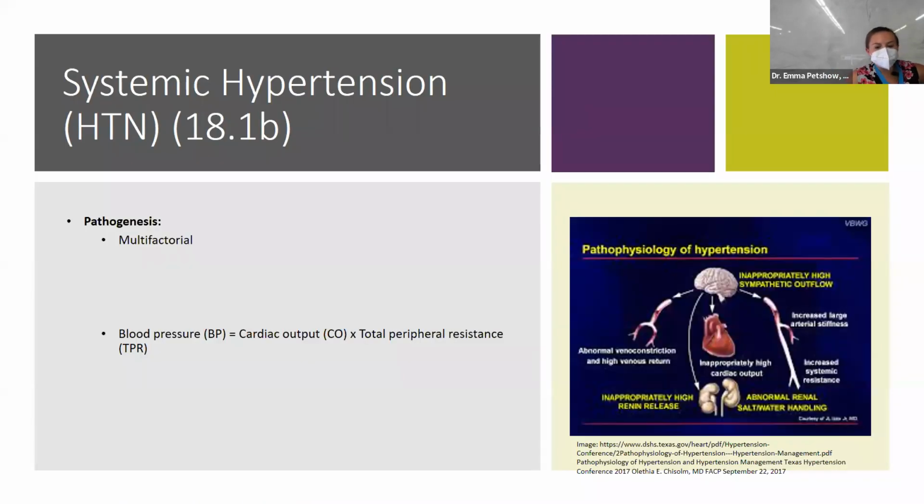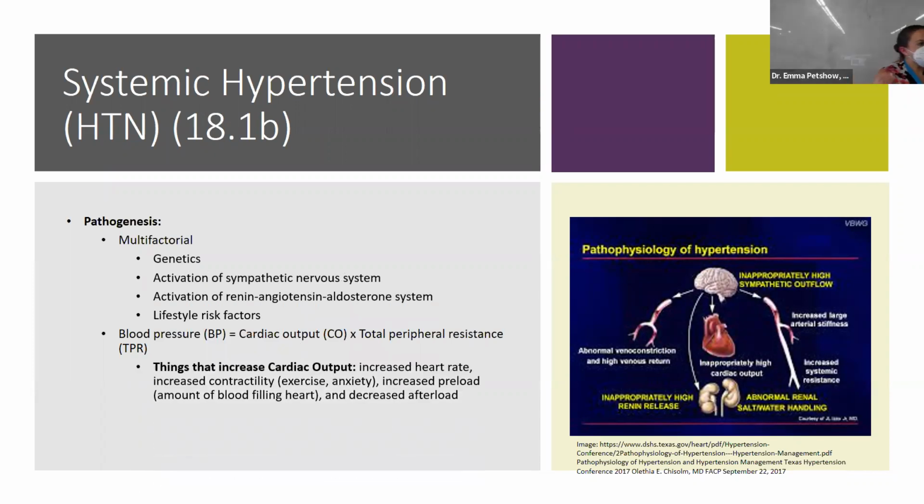Your pathogenesis, this is multifactorial. So that means that it's not a really great test question because there's lots of options, right? There's some genetics. There's sympathetic nervous system activation. There's renin, angiotensin, aldosterone system problems. There's lifestyle risk factors. When you think about it with blood pressure equals cardiac output times total peripheral resistance, TPR, things that could increase cardiac output could increase blood pressure. So increased heart rate, increased contractility, so exercise, anxiety, and stress, increased preload, so the amount of blood filling the heart, and decreased afterload. All these things can increase cardiac output. Anything where cardiac output is increased could increase blood pressure.